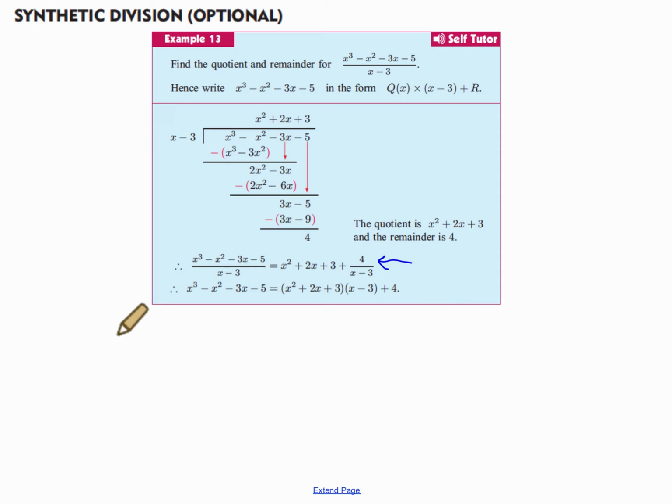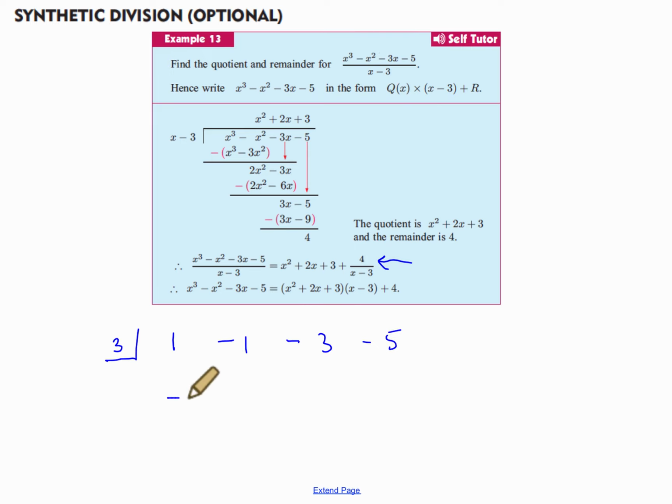Okay, so to do that, there's lots of different notation. I learned it this way, so this is what I always use. In this little box, I'm going to put my divisor. But my divisor is the solution to the denominator. So it's like setting x minus 3 equal to 0 and solving. And so I'm going to put a 3 there. Then I'm going to list the coefficients of the dividend. So the coefficients of x cubed minus x squared minus 3x minus 5 are 1, -1, -3, and -5. I didn't have any exponents missing, so I didn't have to put in a 0.